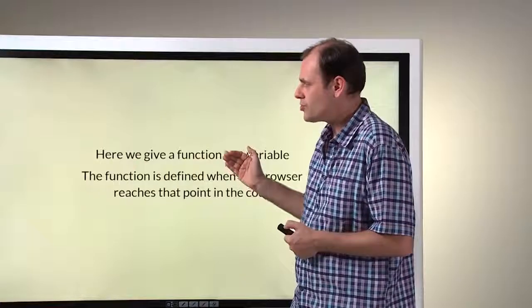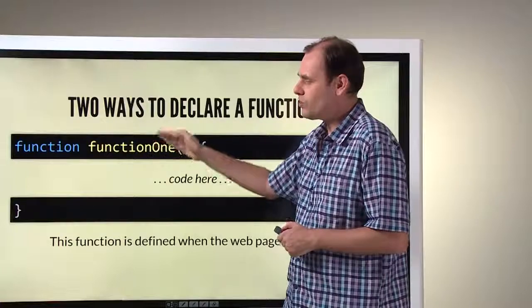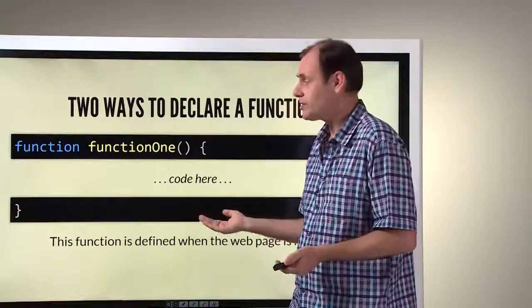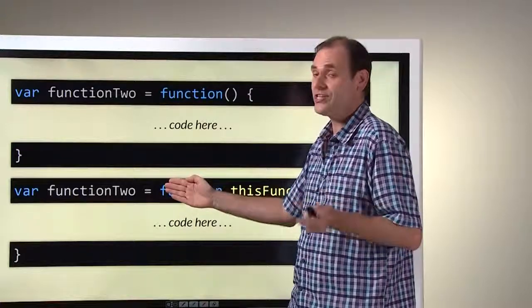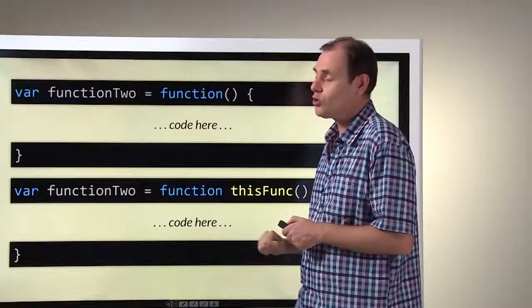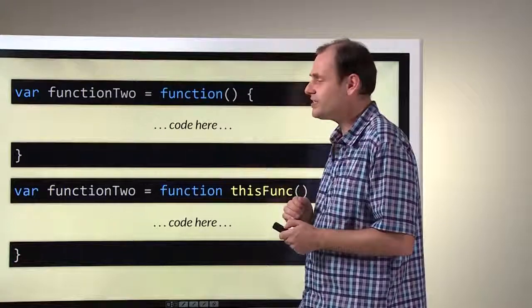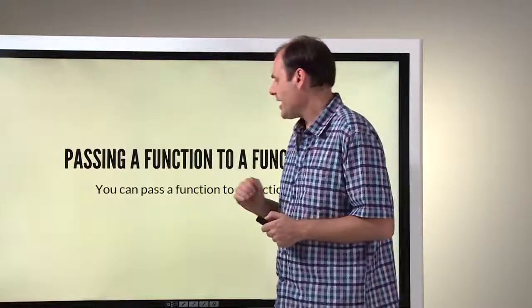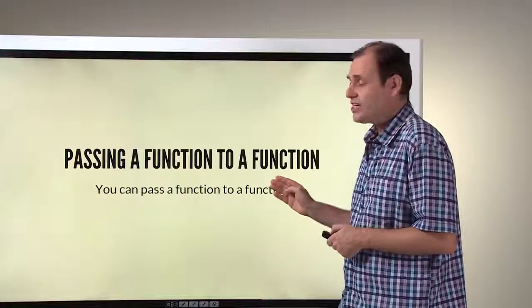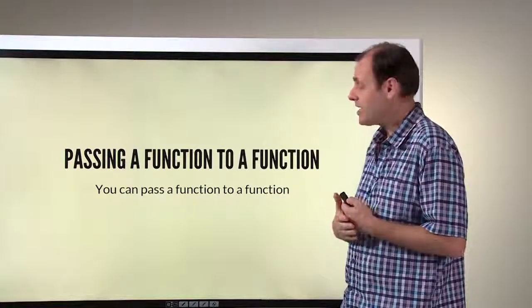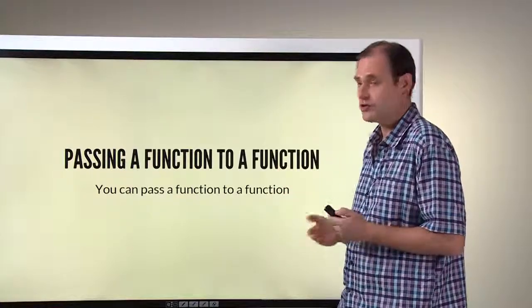That is a difference to this one here. This one is created when the web page is loaded. These are ways to make a function which are not straight away when the web page is loaded, but it could be later. So there's some subtle differences. Okay, what else could we do? We could pass a function to a function. In JavaScript, a function is just an object, and you can pass that to a function.